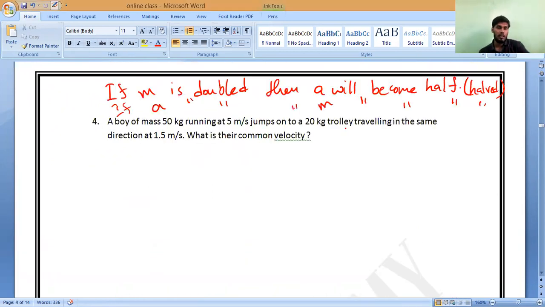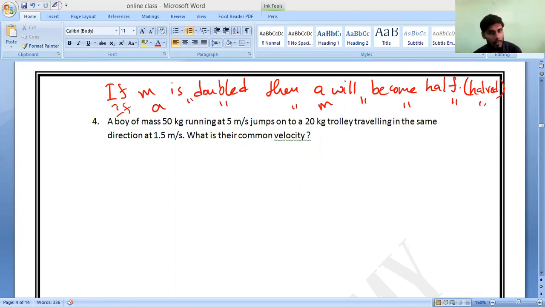Let me see, how many of you understand? What is the common velocity they're asking? This is also a similar question, very easy. Something will become zero, you may understand it. A boy of mass 50 kg running at 5 meter per second jumps onto a 20 kg trolley. Means both will become, mass will become what? Like a wood. When the bullet is inserted, both mass will become same. Correct or not? Yes, sir. You can solve this question.